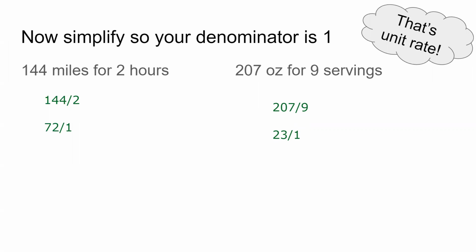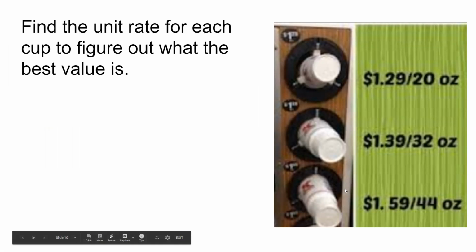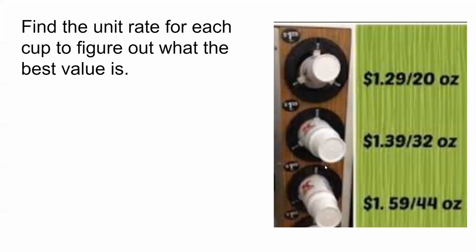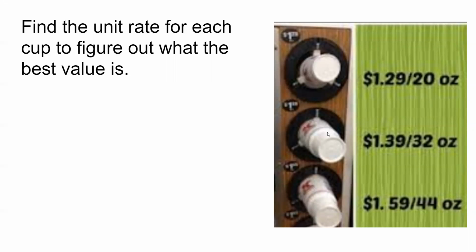So let's go ahead and transition to talking about our unit rates. So what I want you to do is try to solve this problem. I want you to find the unit rate for each cup to figure out what the best value is. So if you could drink the entire pop, which one would you get to save money? Pause the video and try that out.